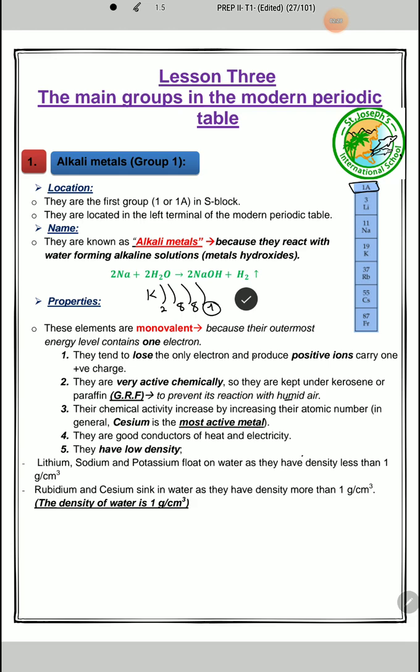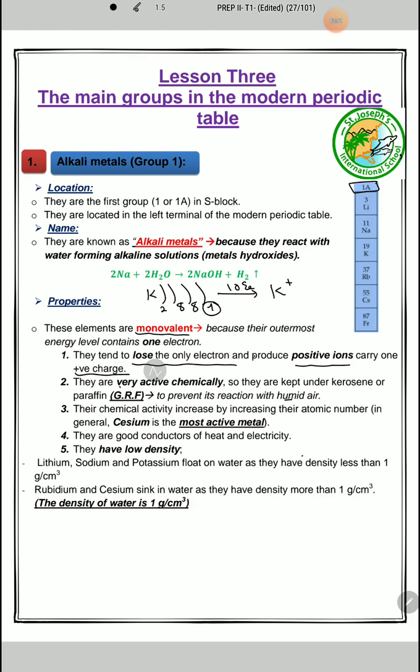it loses the outermost energy electron. When it loses this electron, it becomes a positive ion which carries one positive charge. That's why it's monovalent, because it has one electron in its outermost energy level and loses this electron when it enters a chemical reaction. يبقى number 1, they tend to lose this only electron and they produce a positive ion that carries a positive charge.